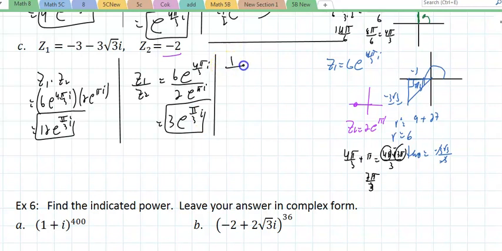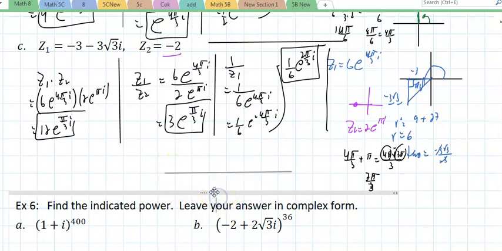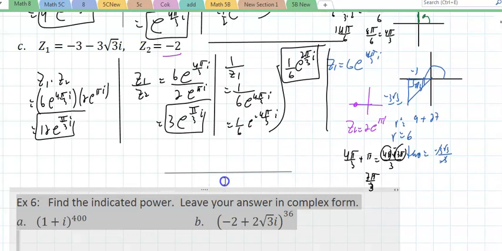1 over z1 is going to be 1 over 6e to the 4 pi over 3i. That is 1 over 6 times e to the negative 4 pi over 3i. That's going to be 1 over 6. Add 2 pi to that, 2 pi, that's 6 over 3, so that's 2 pi over 3. And that would be my final answer. I'm going to stop this lecture video here and conclude with the conclusion of why we're doing all of this.